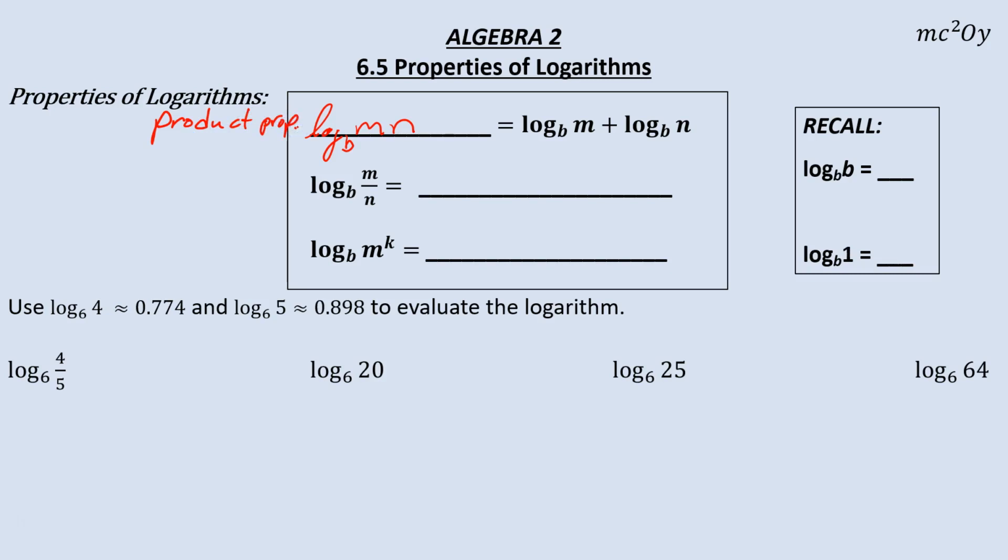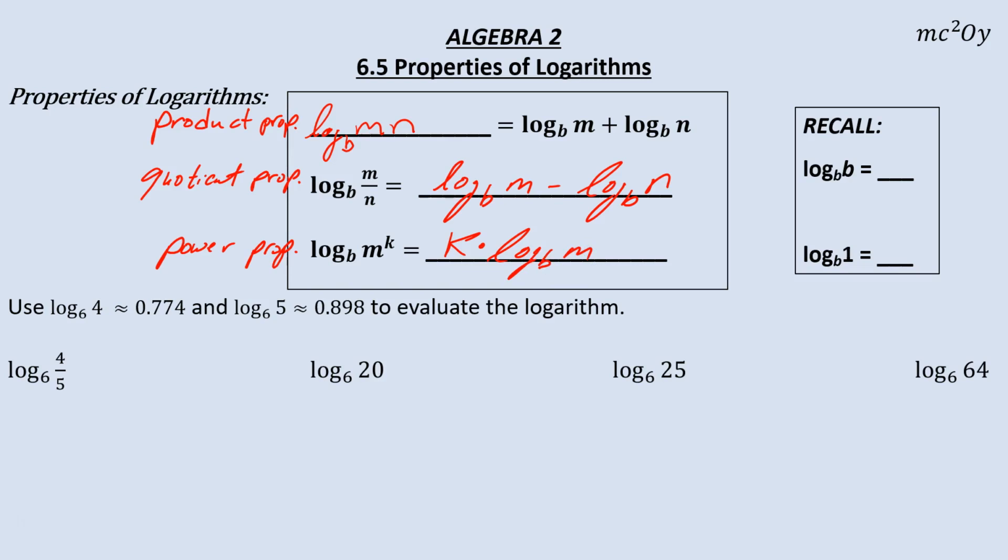Log base b of m over n is equal to log base b of m minus log base b of n. You might guess it, but that's called the quotient property. And then the power property. The power property says log base b of m to the k power is equal to, we bring that k out front, k times log base b of m.